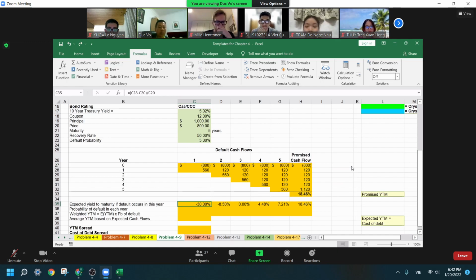Now we go to the next one, where we consider our probability of default in each year. What you can see from there is that every year you face a probability of 5%. Okay, so it means that every year you face 5%.